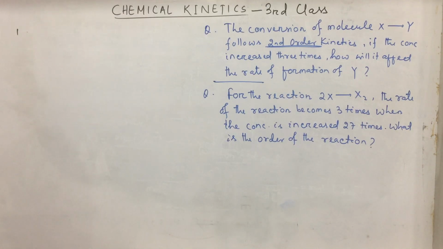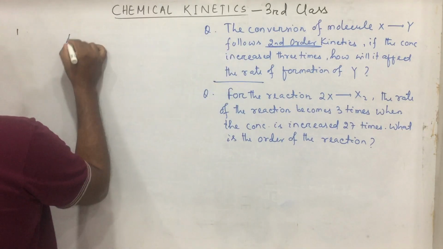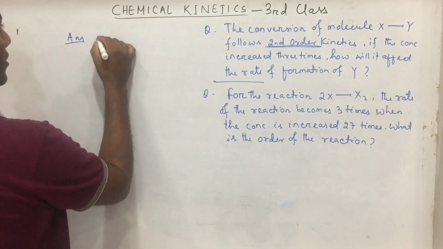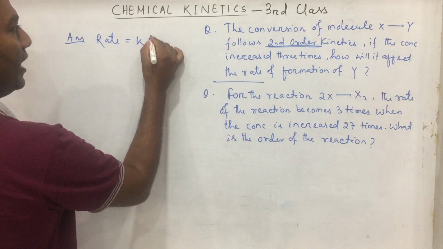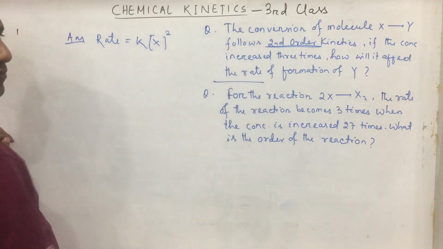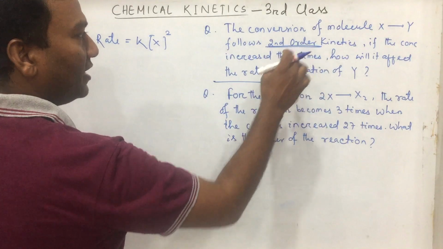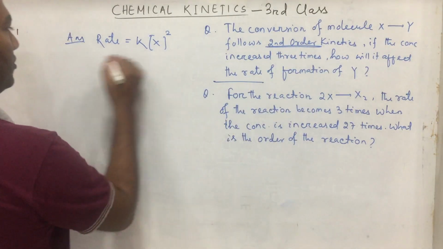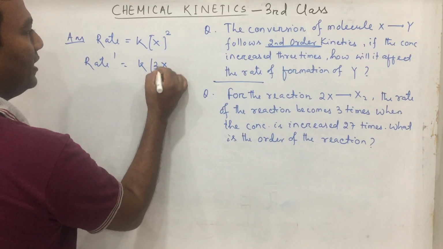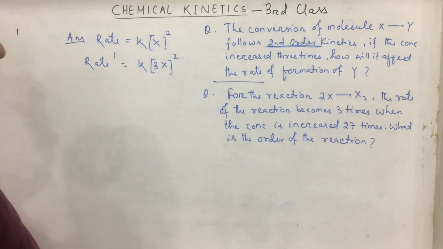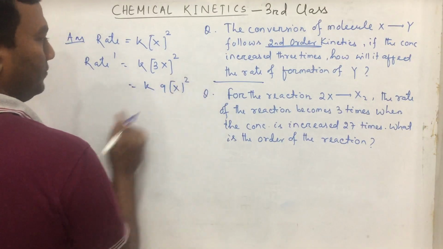Clear? So how can you calculate this? So first, the answer. Here, rate equals k into x square, since second order is given. Clear? Then it is given that the concentration is increased 3 times. So another rate dash equals k into 3x whole square, so it will be k into 9 into x square.